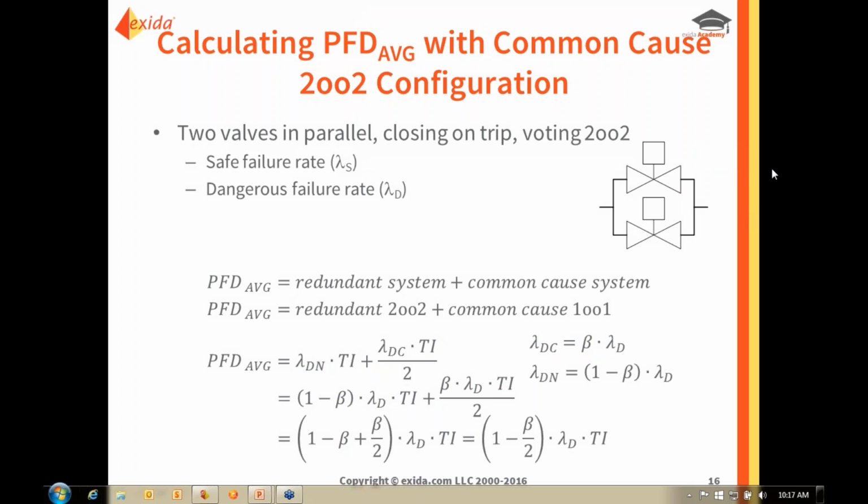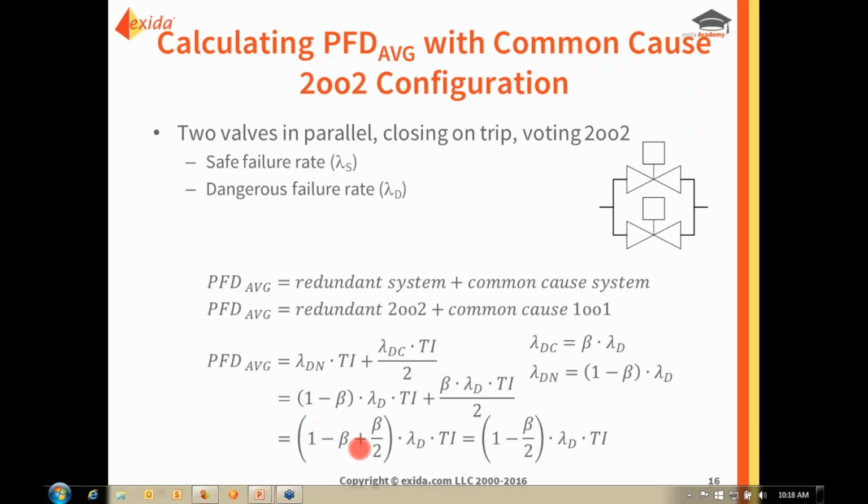Well, if we have that, we can then see that there's an area of the formula that is the same, lambda d times ti. Here it's multiplied by 1 minus beta, so here it's 1 minus beta times lambda d ti. Here it's beta divided by 2 times lambda d ti, and we can rearrange that equation and make it 1 minus beta plus beta divided by 2 times lambda d multiplied with ti.